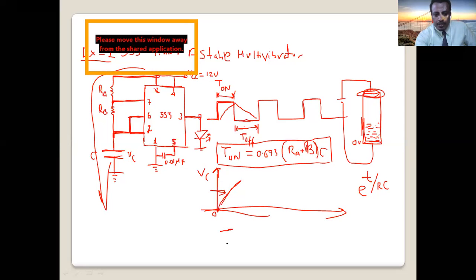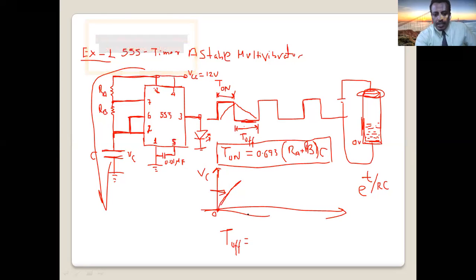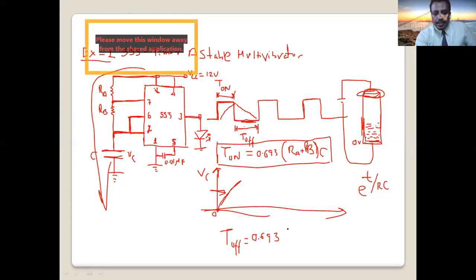How much will be the off period of the astable multivibrator? How much time this output becomes off is given by 0.693, again a constant. In this case, only RB times C.